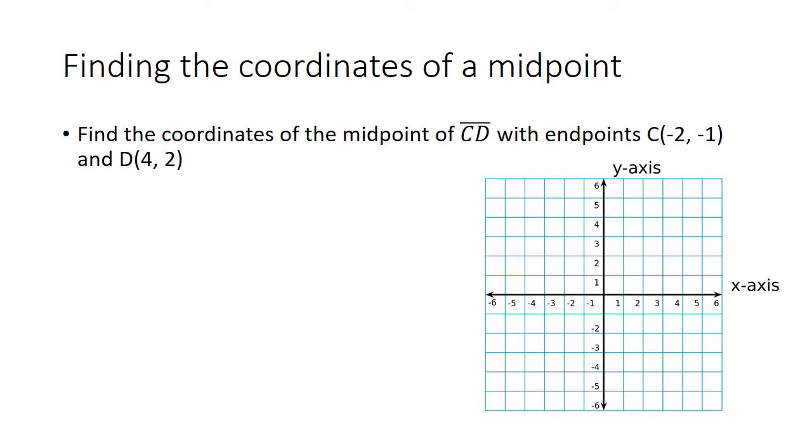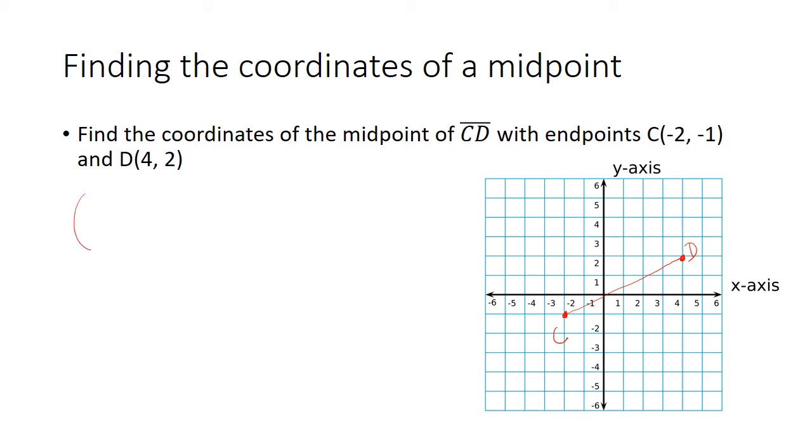So we are going to find the coordinates of the midpoint of CD if the endpoints are C at -2, -1, so C would go right here, and D is at 4, 2, which would be here. So if we connect those with a line, where's our midpoint? You could eyeball it and say, oh, it's got to be right here, but that's not good enough. What we're going to use is the midpoint formula to find the coordinates of our midpoint.